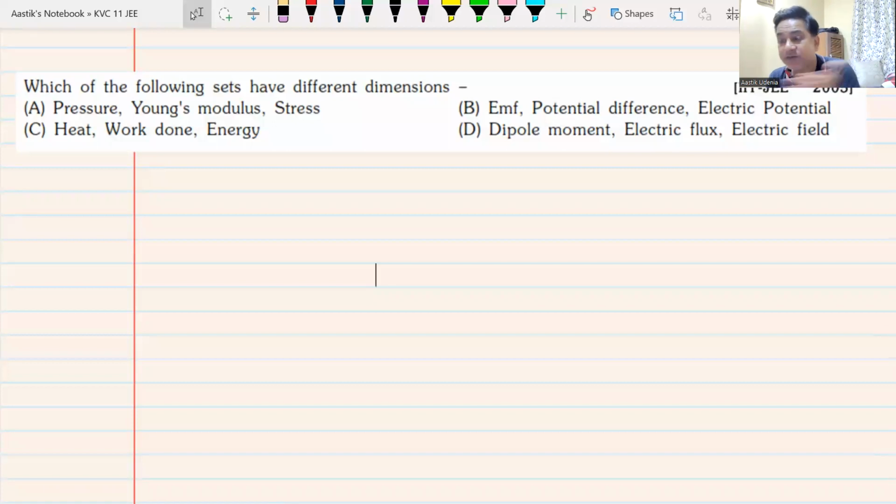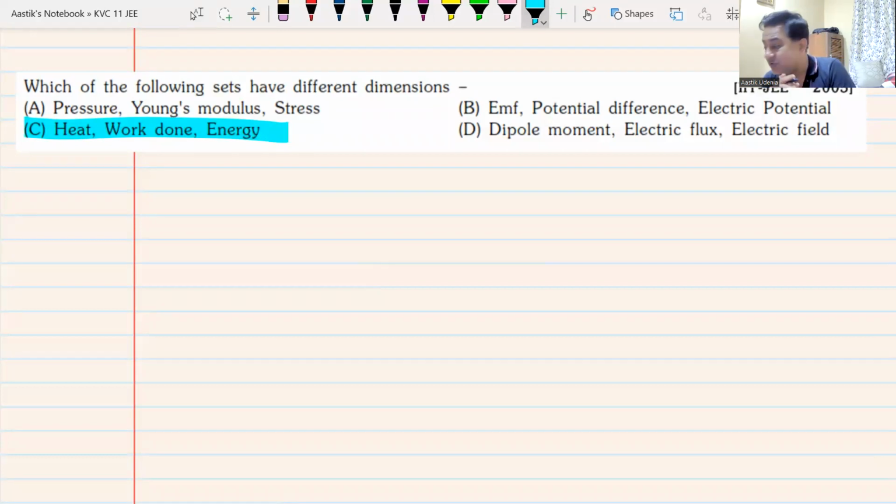You see, which of the following sets have different dimensions? Now, this is a very simple question. This had appeared in IIT-JEE of 2015. If you know all these terms, it is very easy to find out the dimension. At least one you can do. This option, you can find out whether they have the same dimensions or different. You may not be able to find out the others, but tell me about this. Do they have the same dimension or different dimensions?